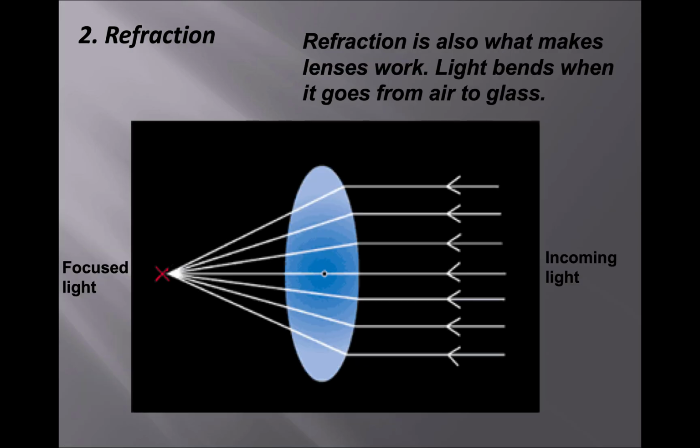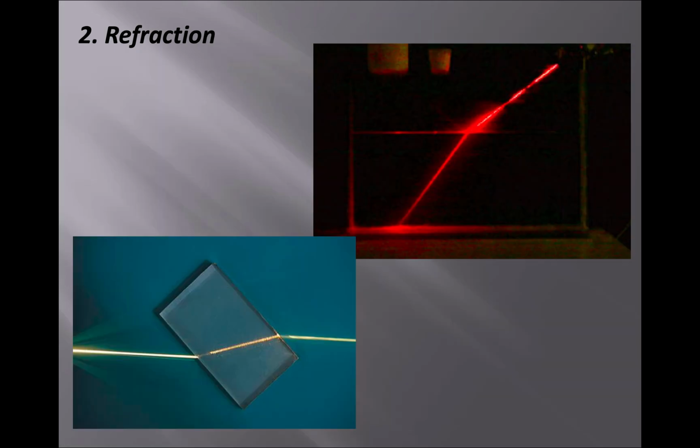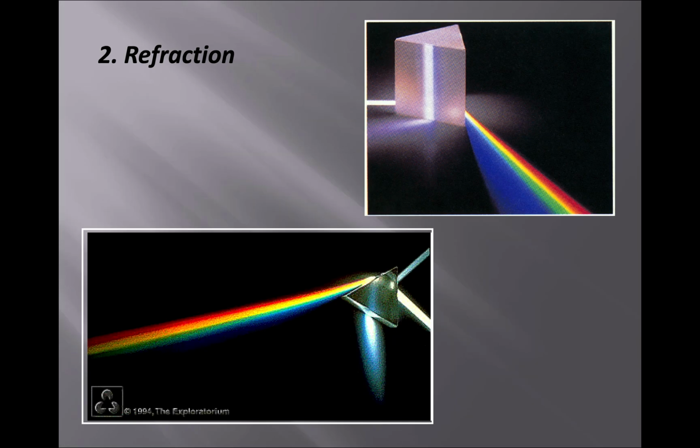Now refraction is also what makes lenses work. Light bends when it goes from air to glass. So if you have the incoming light coming in through here, it will focus it. There is what's called a focal point where all the rays of light will merge at one central point. At this point, they will begin to diverge after that point. But this is the point where all the incoming light will focus to. And again, this is no different than what's happening with these other images up here. Now you're dealing with a curved surface.